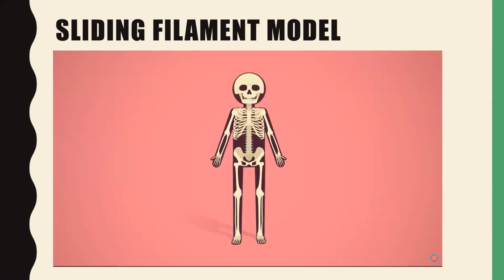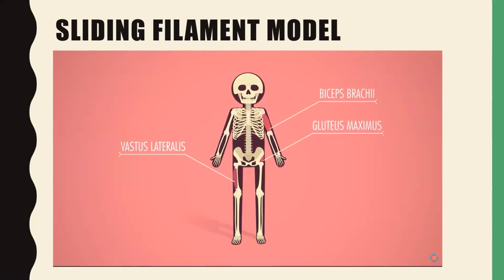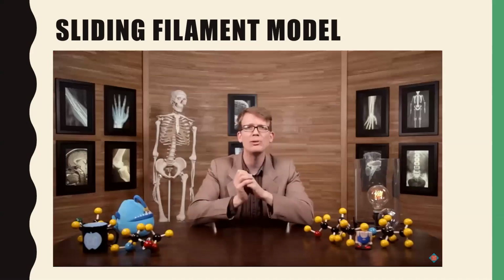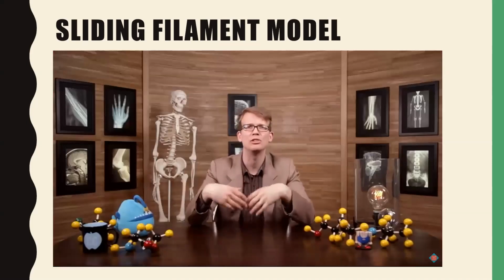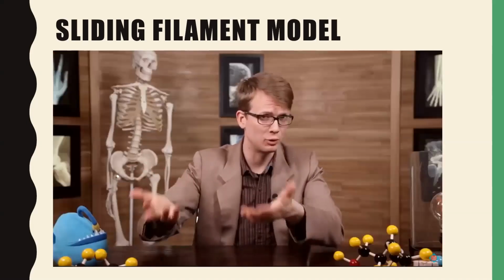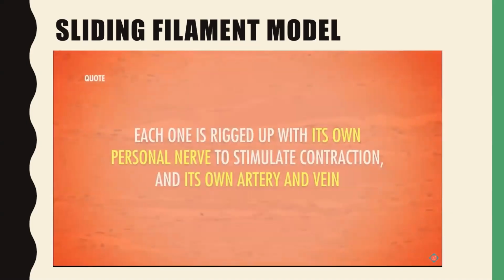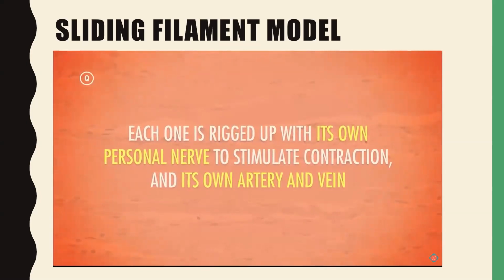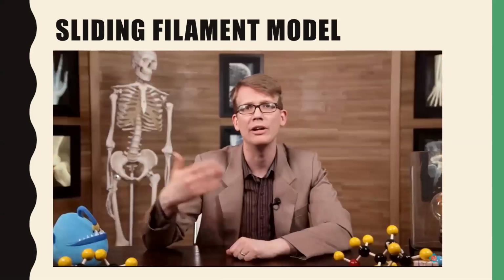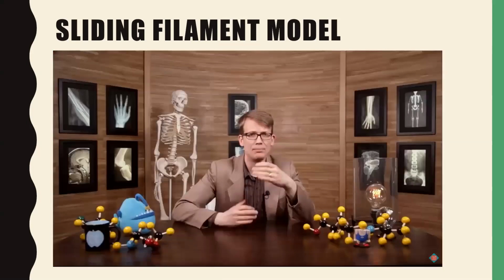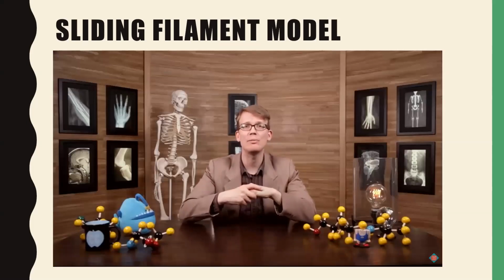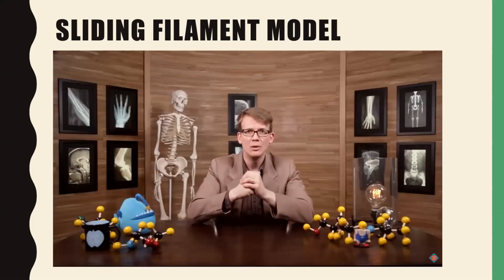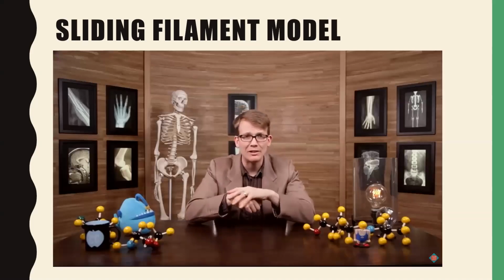Each one of your different skeletal muscles, like your biceps brachii or vastus lateralis or gluteus maximus, is technically its own organ made up mostly of muscle tissue, but also of connective tissue, blood vessels, and nerve fibers. And because your muscles are voracious energy hogs, each one is rigged up with its own personal nerve to stimulate contraction and its own artery and vein to keep it well fed with all the blood and oxygen and nutrients it needs to operate. But to understand those operations, we first need to get a grip on the anatomy of a skeletal muscle, which involves fibers within fibers and lots of layers.